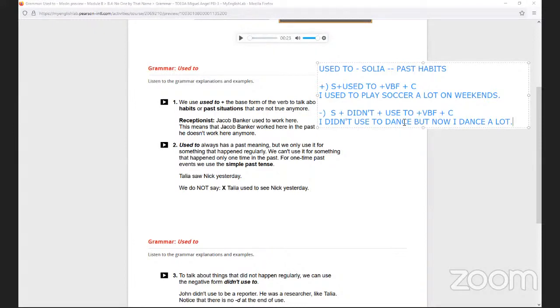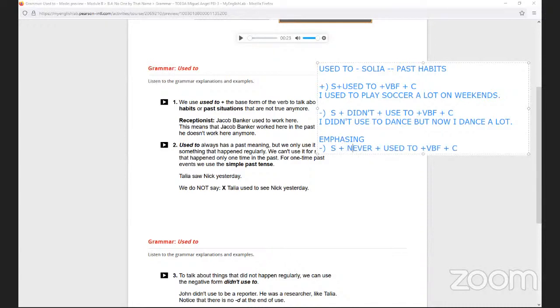Yes, perfect. So we have two kinds of negatives here. The first one is where we just use didn't. And this second one we are going to use for more emphasis in the sentence. The structure is going to be like this, but in this case, I will use never.